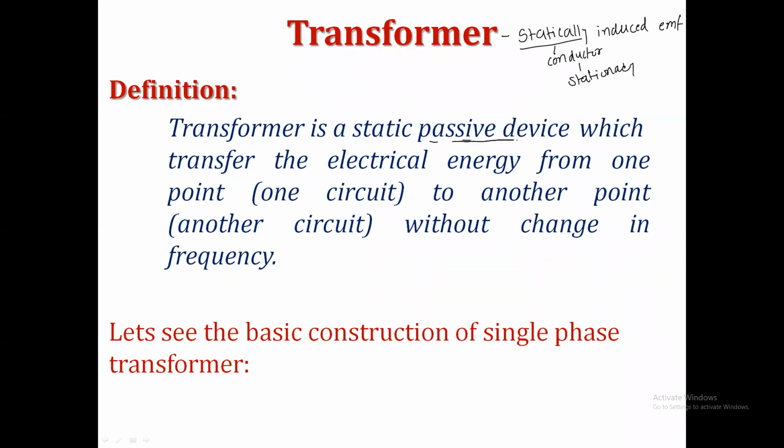Let me explain these things. But read the next line. The transformer is a static passive device which transfers electrical energy from one circuit to another circuit without a change in its frequency. This is very, very important, the end of this definition: without change in frequency. It means there is only one use of a transformer. What is that use? Just to receive the energy from one circuit and deliver the energy to another circuit without changing its frequency.